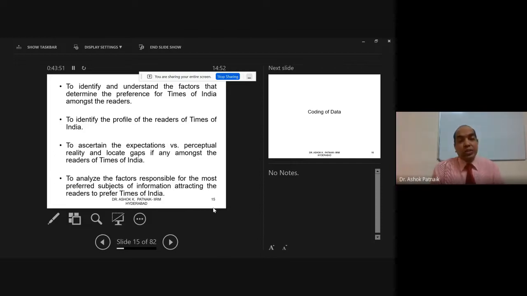So you reach this conclusion, like I told you before: to identify or understand the factors that determine the preferences for Times of India among the readers. Why Times of India is preferred. Similarly, to identify the profile of the readers of the Times of India, and again to ascertain the expectations versus perceptual reality and locate gaps, if any, amongst the readers of the Times of India, and to analyze the factors responsible for the most preferred subjects of information attracting the readers of Times of India. So these are some kind of outcomes of the analysis.